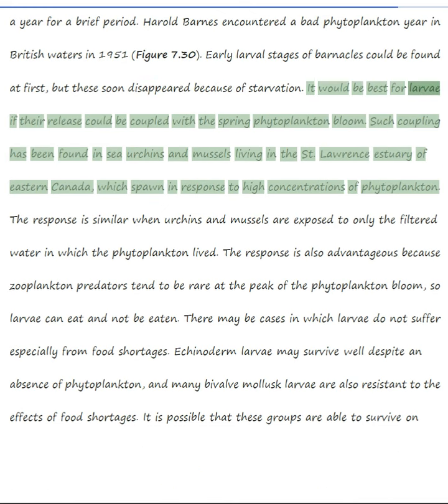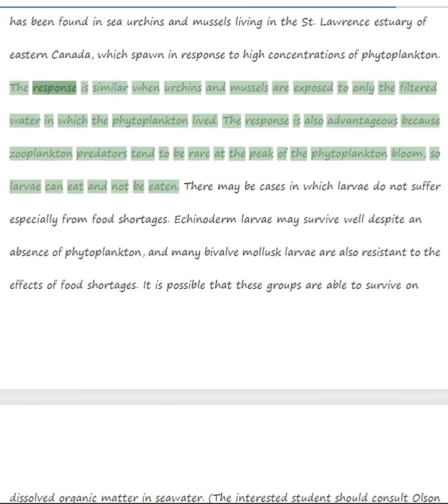It would be best for larvae if their release could be coupled with the spring phytoplankton bloom. Such coupling has been found in sea urchins and mussels living in the St. Lawrence estuary of eastern Canada, which spawn in response to high concentrations of phytoplankton. The response is similar when urchins and mussels are exposed to only the filtered water in which the phytoplankton lived. The response is also advantageous because zooplankton predators tend to be rare at the peak of the phytoplankton bloom, so larvae can eat and not be eaten.